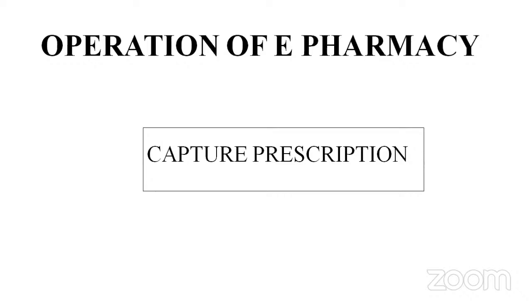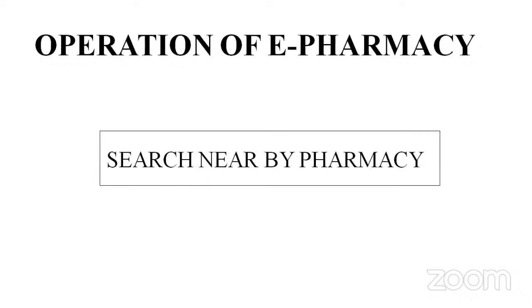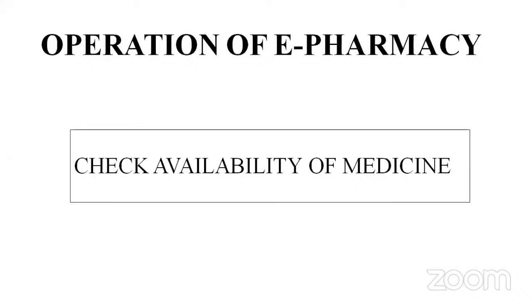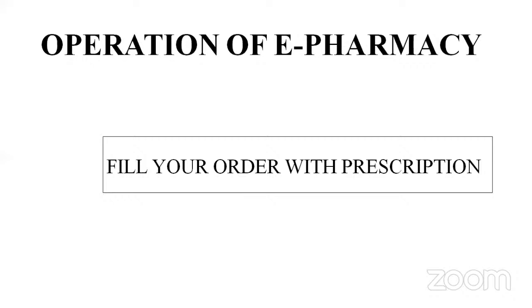The second step is that the e-pharmacist will capture the prescription and verify all the prescribed data in that prescription. Next, the e-pharmacist will search whether there are any pharmacies present near the customer's place, region, or locality. Then they will check whether the medicine is available in the pharmacy or not. Next, they will fill your order with the prescription, comparing all the medicines or drugs you are ordering with what is presented in the prescription.